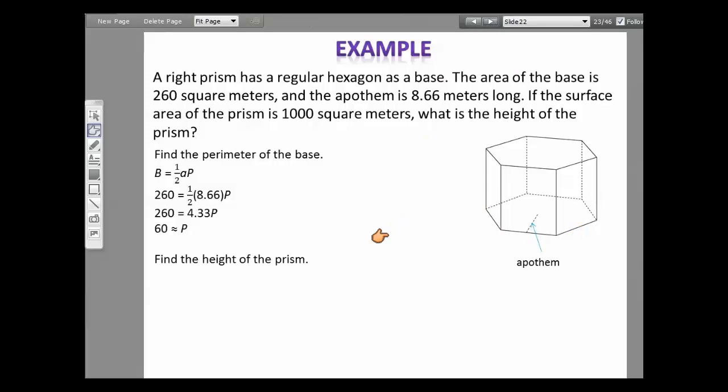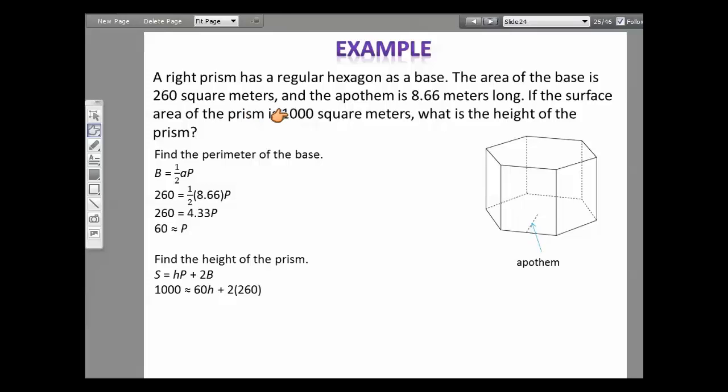So now I'm going to use all this information they gave me in the problem and the perimeter that I just found to find the height of the prism. Remember our new formula? Surface area equals height times perimeter plus 2 times the base. Okay, so I've got to find h. I figured out what my perimeter was, and they gave me the area of the base right up here. They told me it was 260. So I'm going to plug those numbers in.